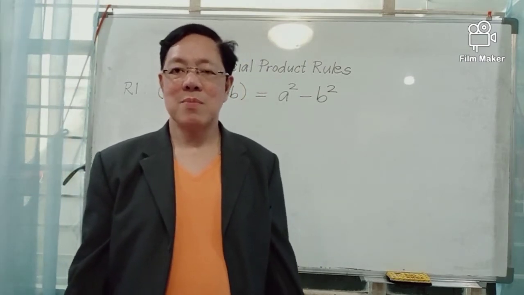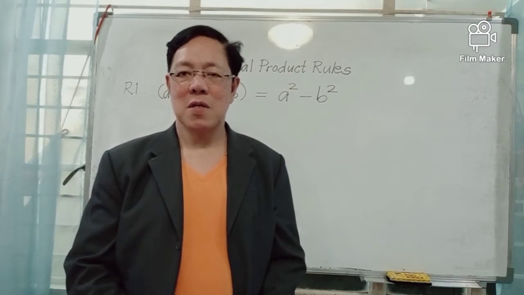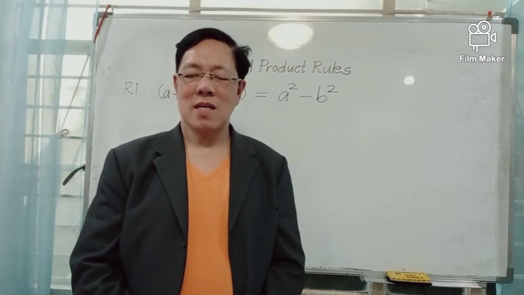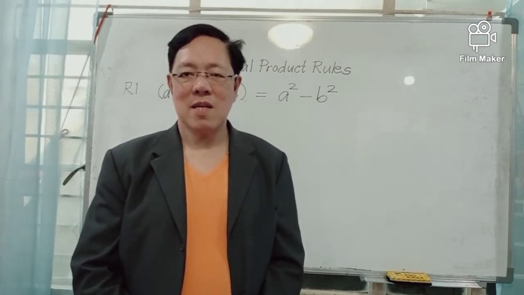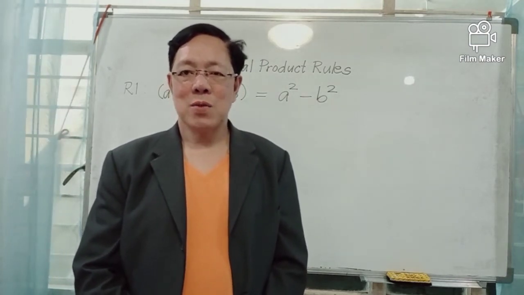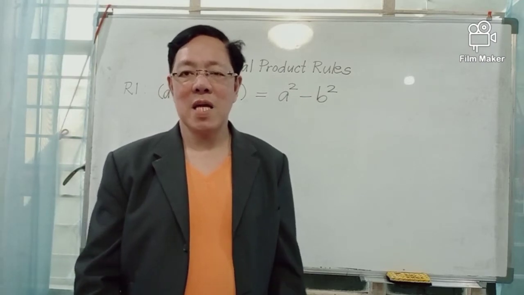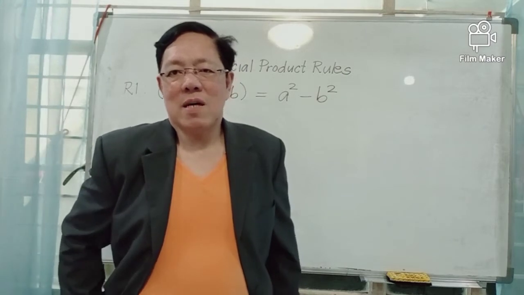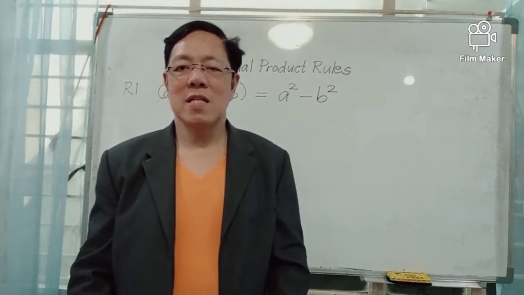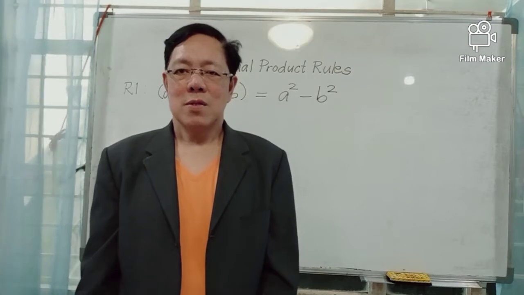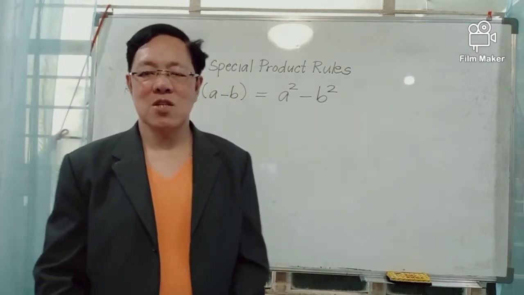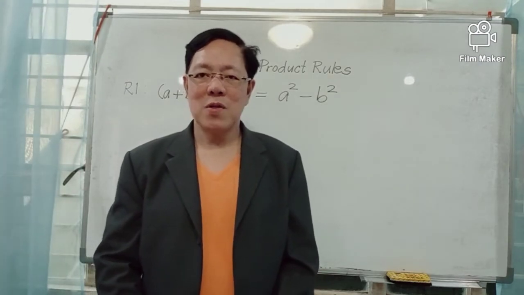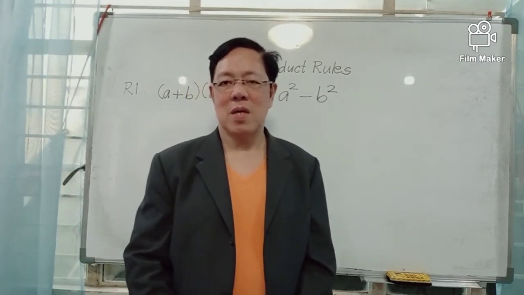There are certain products that frequently occur in many applications of mathematics, as well as in advanced topics in mathematics. And to simplify the process of obtaining these special products, there are certain rules, and we call these rules the special product rules. For today, we will take up three special product rules.